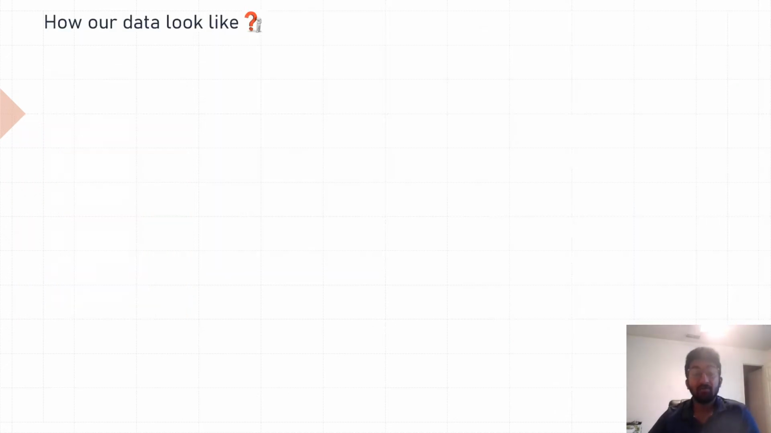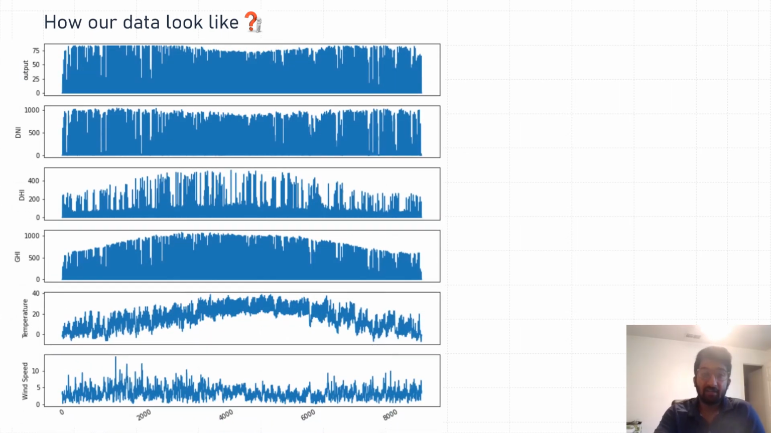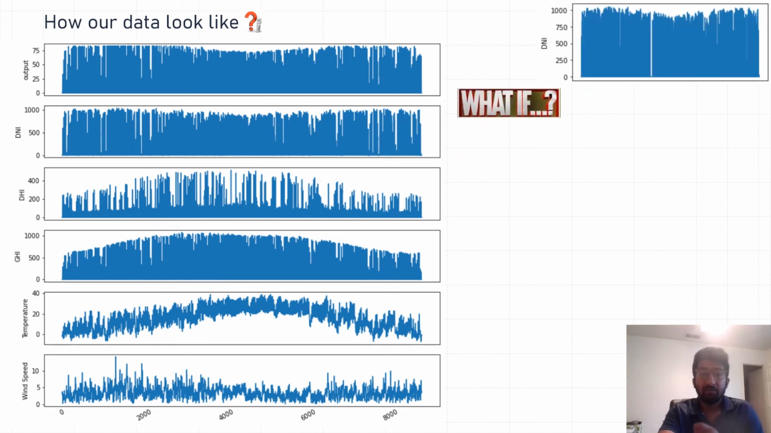After talking about two data imputation techniques for missing data, let's see how our data looks. We have output, DNI, DHI, GHI, temperature, and wind speed, and the data is pretty clean because we took it from the NREL database. But what if the data is not clean? For that example, I removed some values in some time period for the DNI value, and I will explain what I will do if there is any missing data.